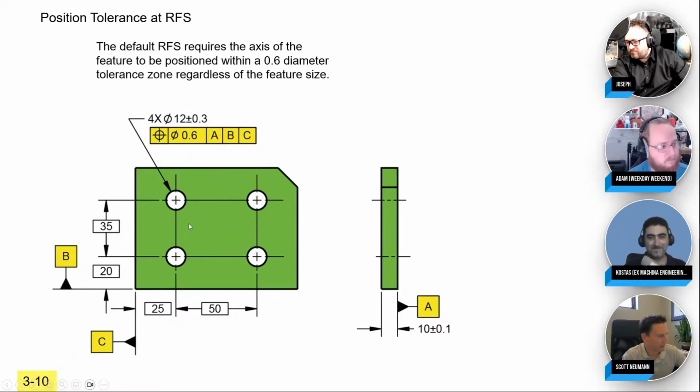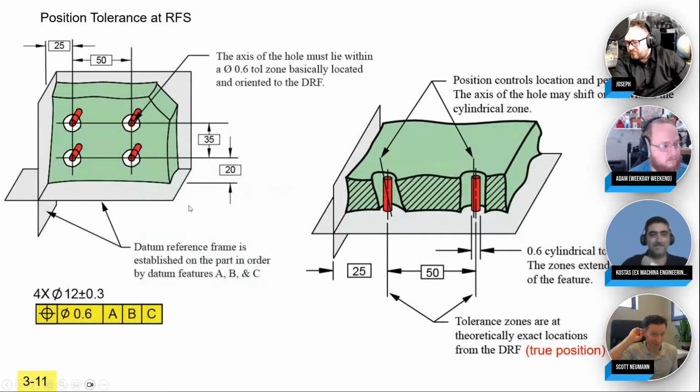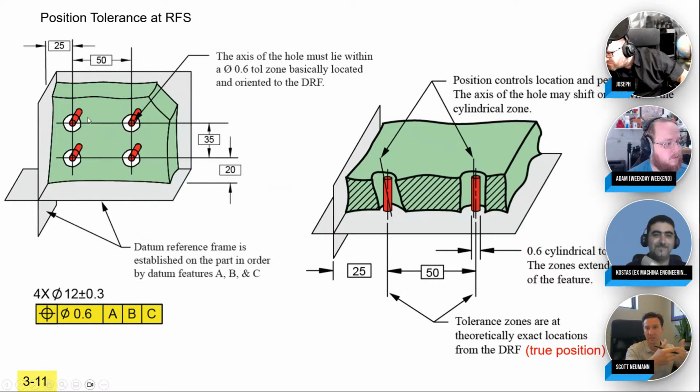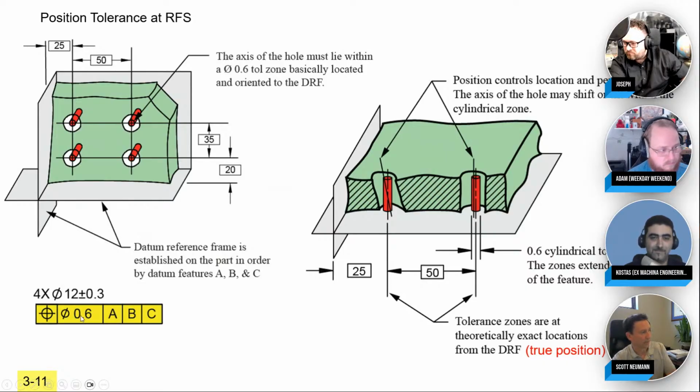Another reminder is that this is a 3D tolerance zone. PowerPoint makes me draw a lot of circles here, but I have to remind people these are really cylinders that extend the length of the feature. So by definition, position tolerance is a 3D cylindrical tolerance zone, a diameter 0.6 that extends all the way through.